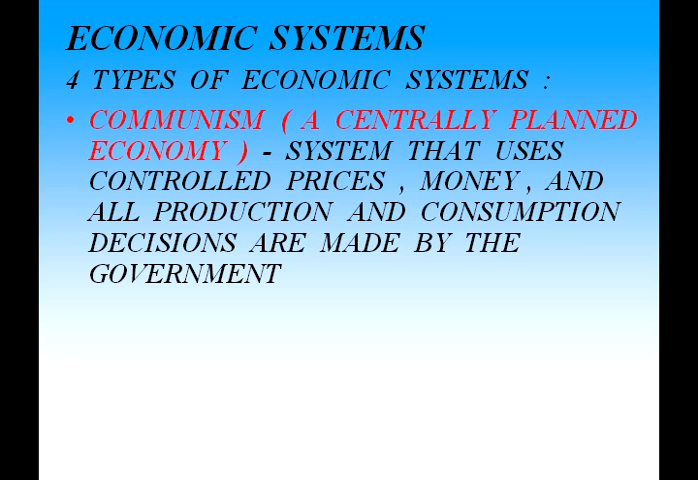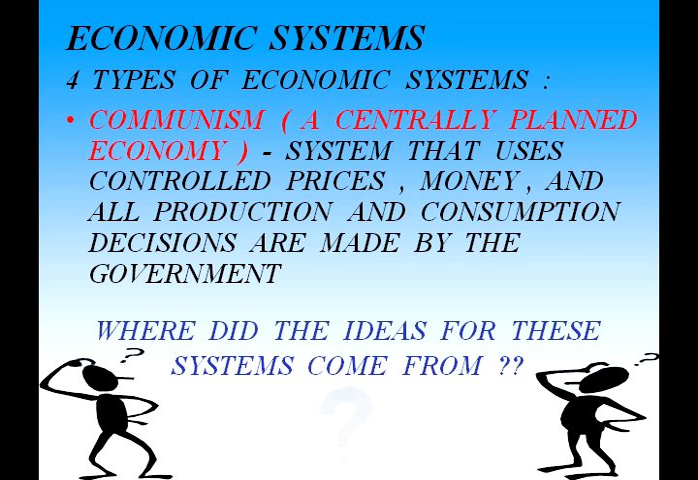Now from here, we're going to take a look at where the ideas behind each one of these economic systems came from, with the exception of a barter economy. As I mentioned a few moments ago, barter economies are not really an option to be used by a modern society. Modern societies really only have the three options of capitalism, socialism, and communism. So we're going to take a look at where those ideas came from.